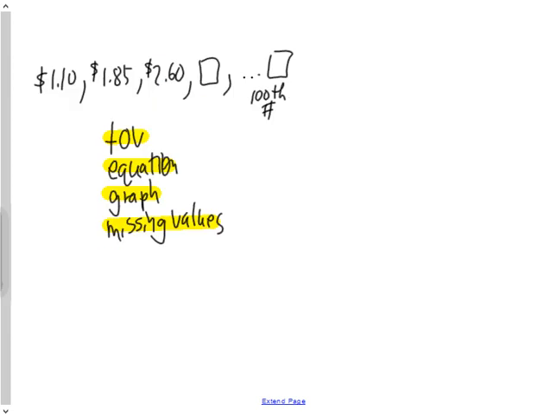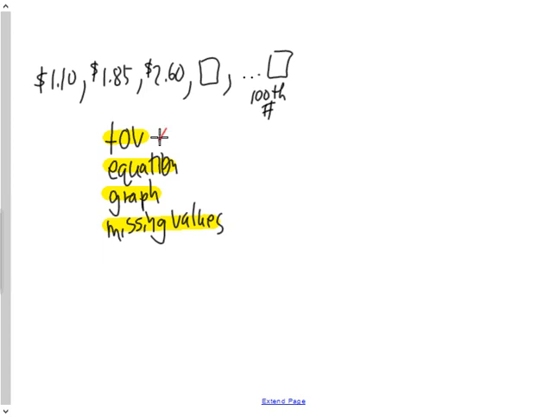All right, and your last question, this is where the rubber hits the road. This is what it's all about here. If I give you a pattern, and this pattern starts with $1.10, $1.85, and then $2.60, and then it says, what's the next number? And then dot, dot, dot. What would the 100th value in this sequence be? And in order for you to be able to calculate that 100th number, you kind of have to understand everything we've done in the previous questions.